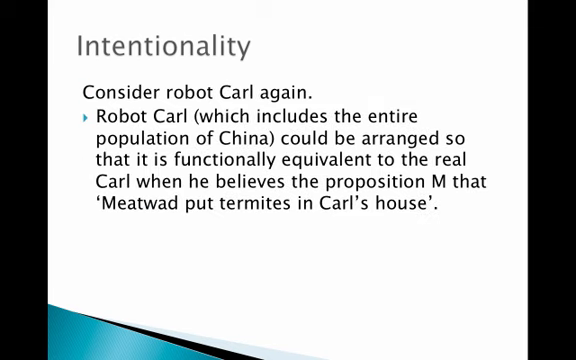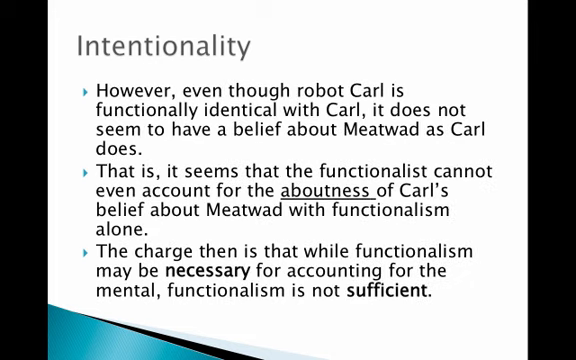Consider Robot Carl again. Robot Carl, which includes the entire population of China, could be arranged so that it is functionally equivalent to the real Carl when he believes the proposition M that Meatwad put termites in Carl's house. However, even though Robot Carl is functionally identical with Carl, it doesn't seem to have a belief about Meatwad as Carl does. That is, it seems that the functionalist cannot even account for the aboutness of Carl's belief about Meatwad with functionalism alone.